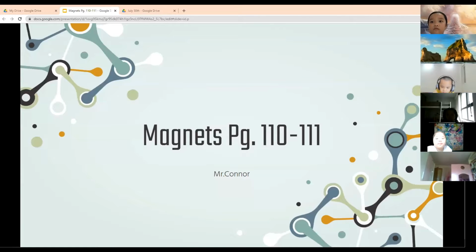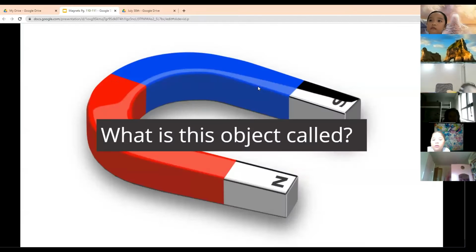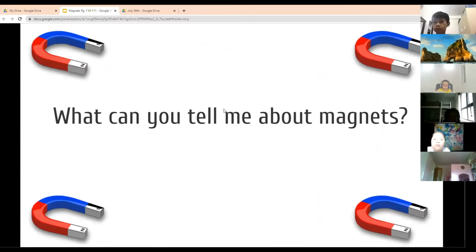Magnets. We're going to continue our lesson on magnets. So you guys should all know what this object is called now. What is this object called? Rose, what is this called? Magnet. It's a magnet. And Rose, what can you tell me about magnets?